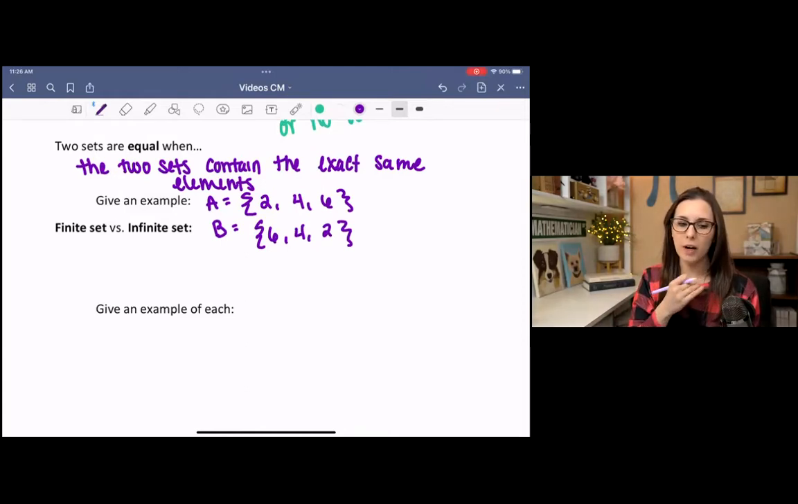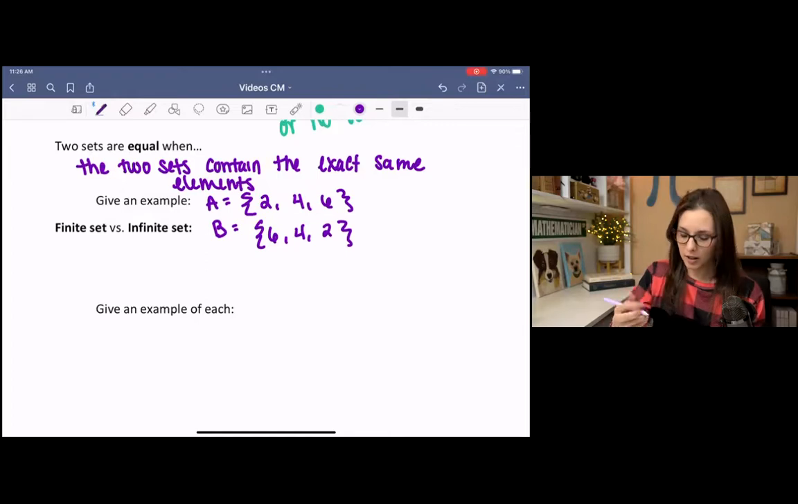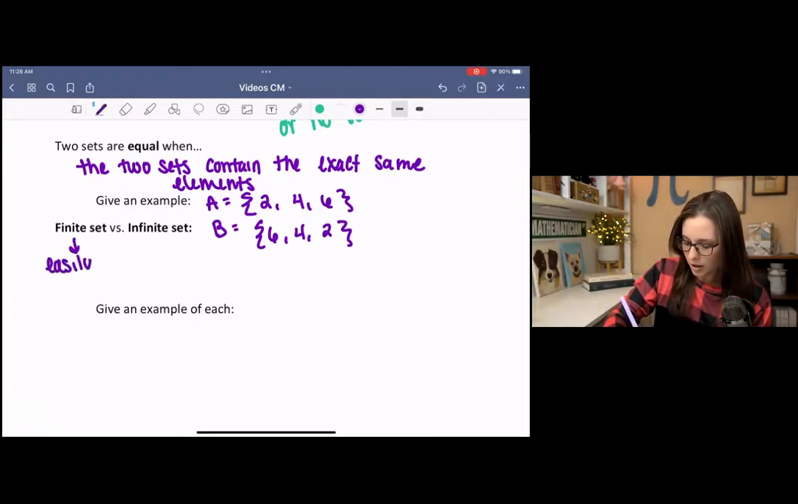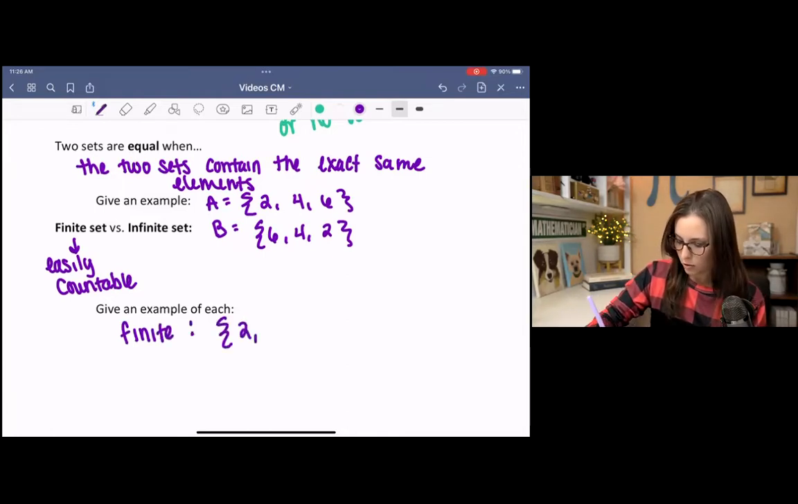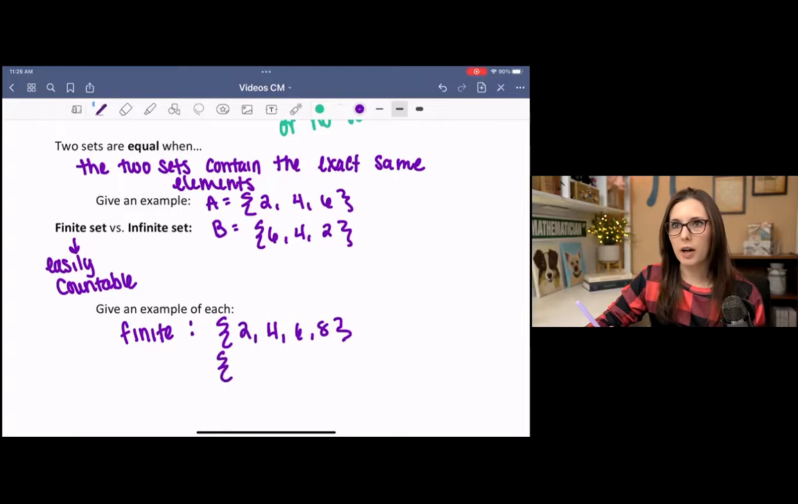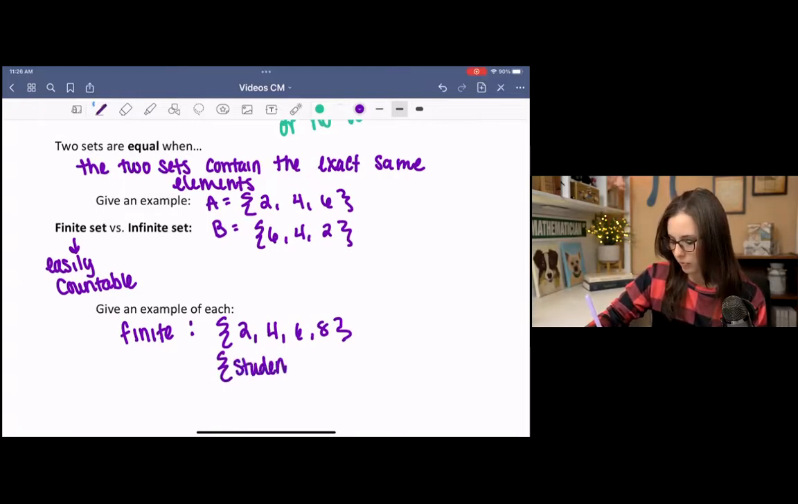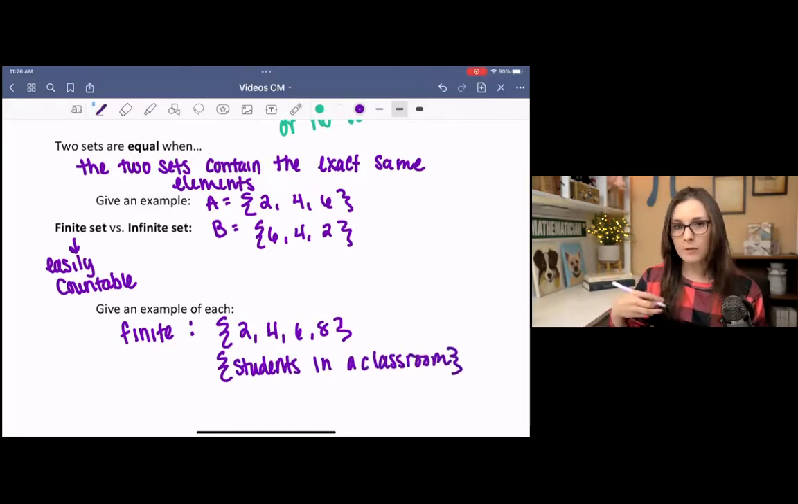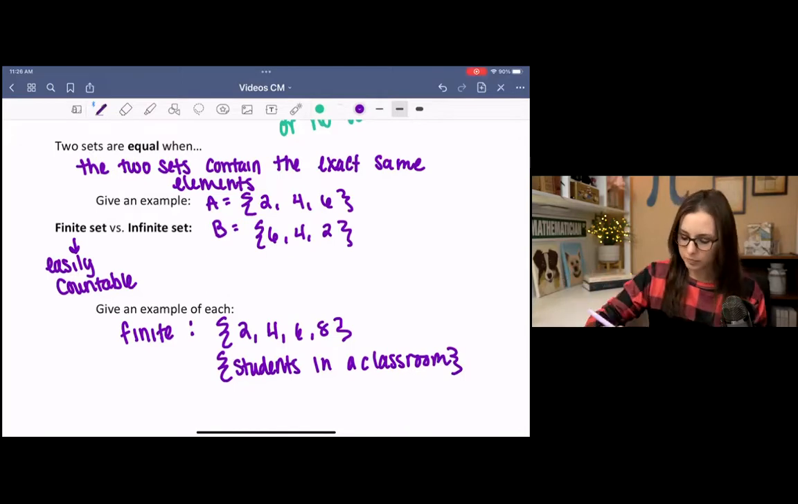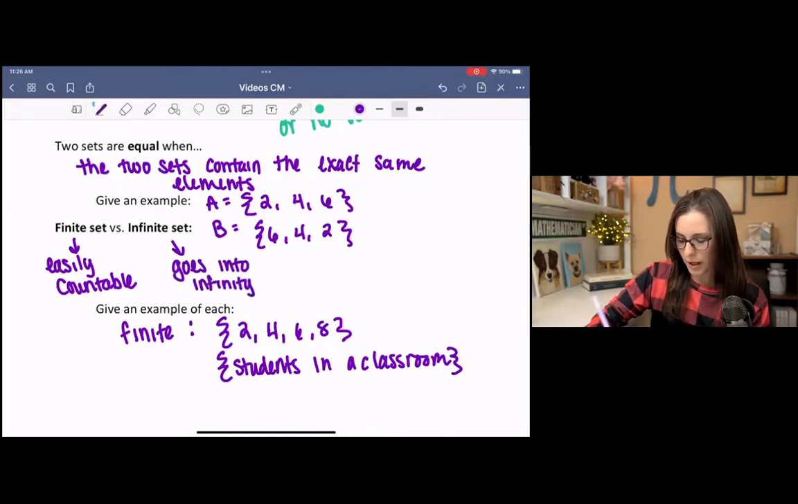And then I also want to talk about finite versus infinite. So finite is easily countable. For example, I'll just do it down here. If I had a set {2, 4, 6, 8}, or if I had a set of students in a classroom, those things are countable. And then infinite means that it's a set that extends into infinity. And technically we can't count it.